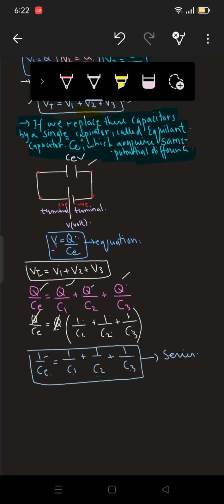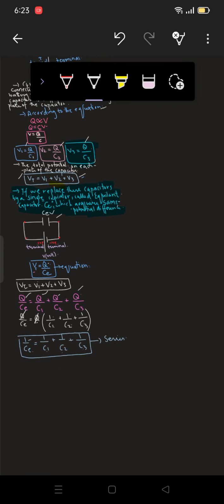Alright, so how are we going to find the equivalent capacitance now? The reciprocal of the equivalent capacitance would be equal to the sum of the reciprocals of all the capacitors. Then you can find the equivalent capacitance.